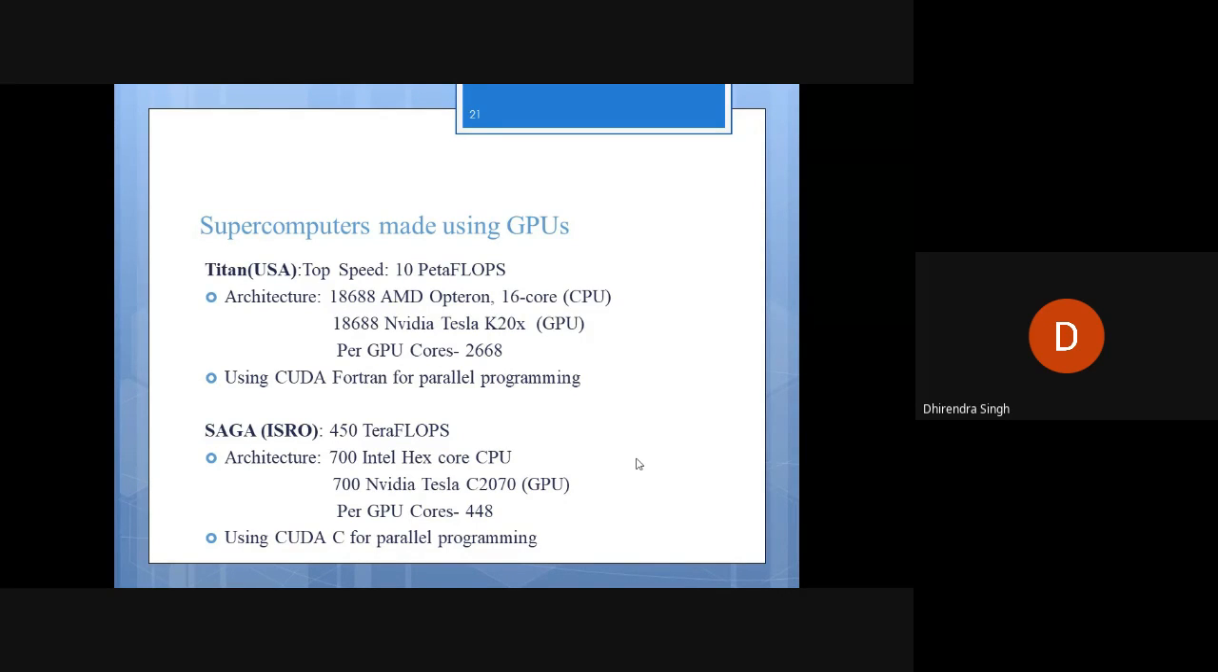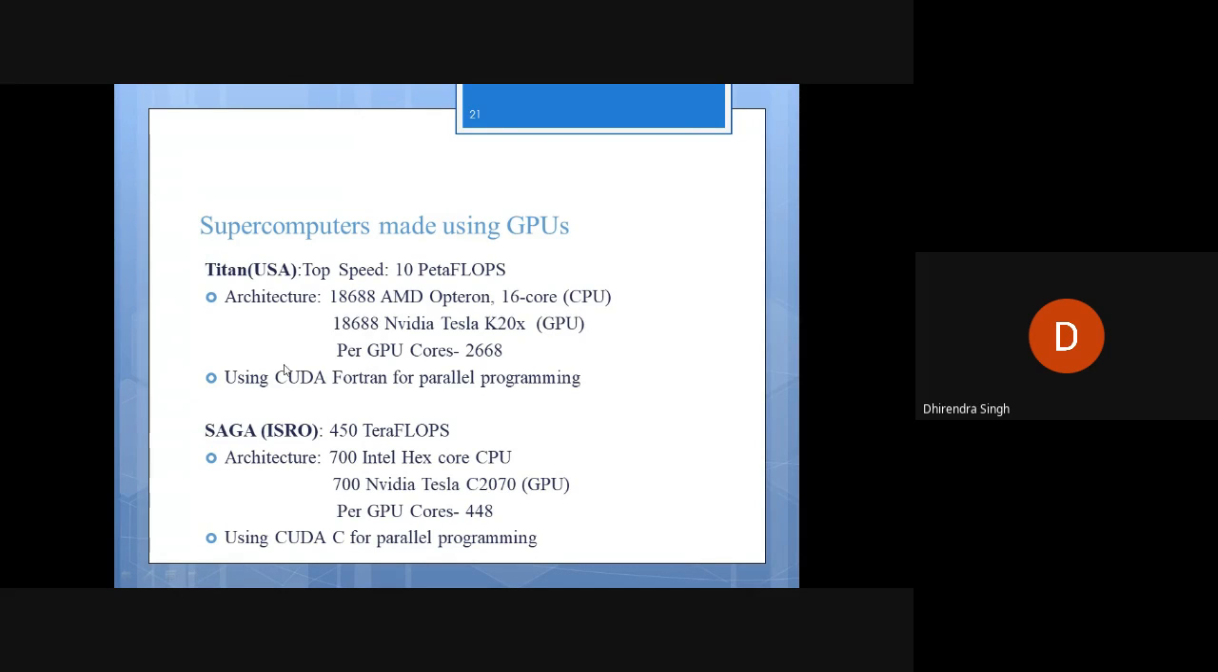Okay, like the best one, the USA Titan supercomputer, has 10 petaflop processing speed, 10 petaflop instructions per second. You can see how many CPUs: 18,688 CPUs are there, and with every CPU we have one associated Tesla K20 graphics card. One Tesla K20 graphics card has 2668 cores. So you can imagine how many processing cores are available inside this supercomputer.